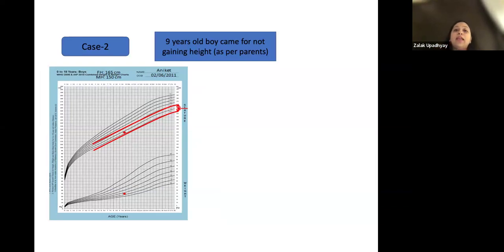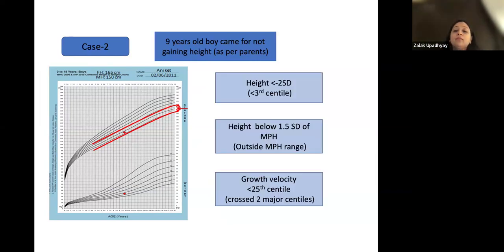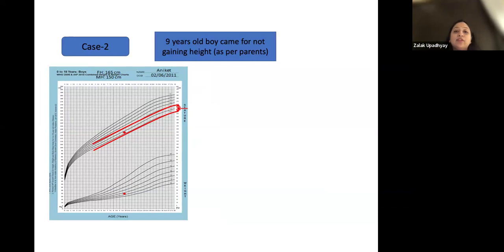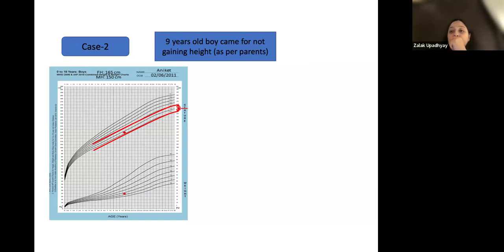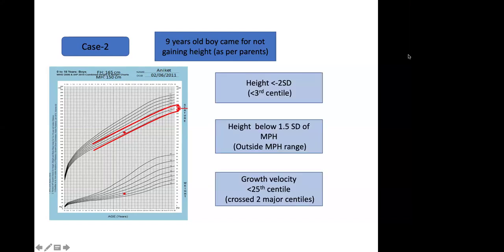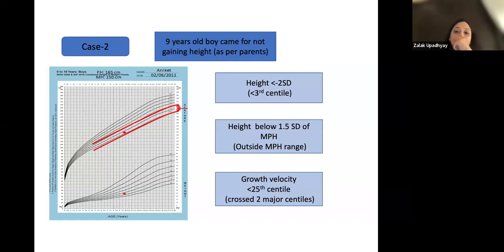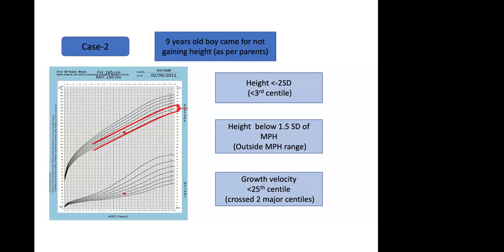Now coming to case 2, we have a 9-year-old boy coming with complaint of not gaining height. So can anybody tell me, is the child okay? Is the child below third centile to define short stature? Yes or no? Is the child below third centile line? Anybody? No, the child is just above third, between third and 10th. Okay. Is the child outside MPH range? No. So is he short?